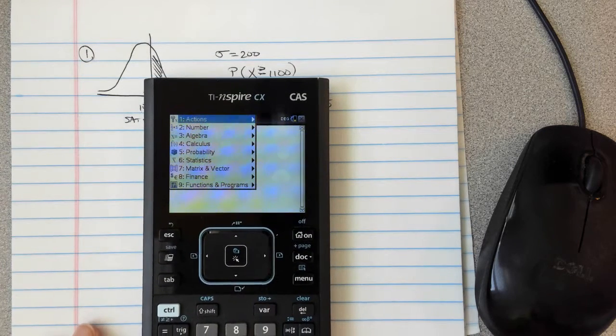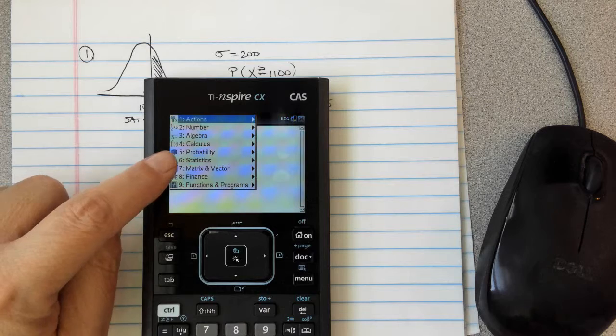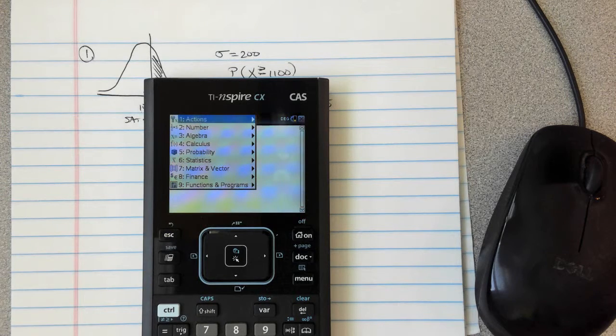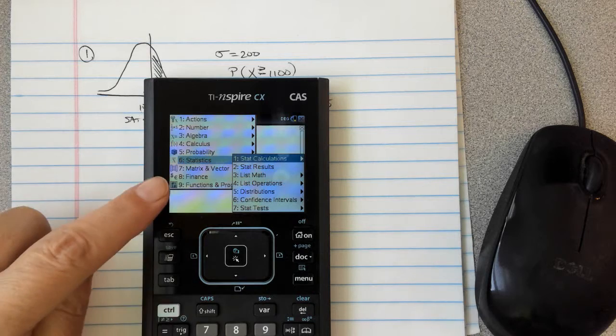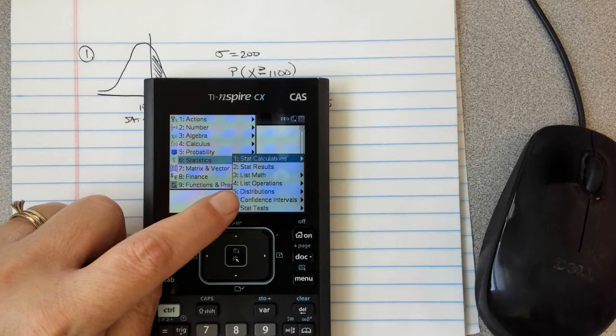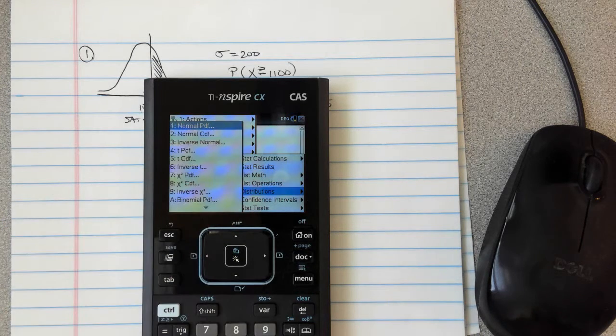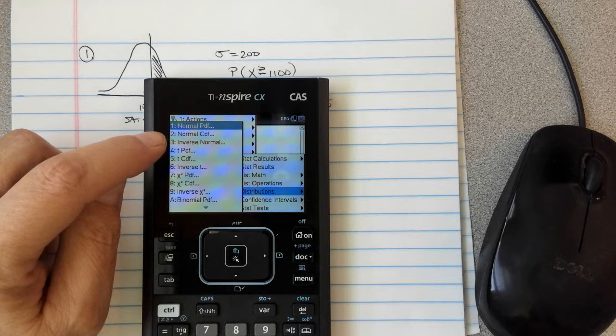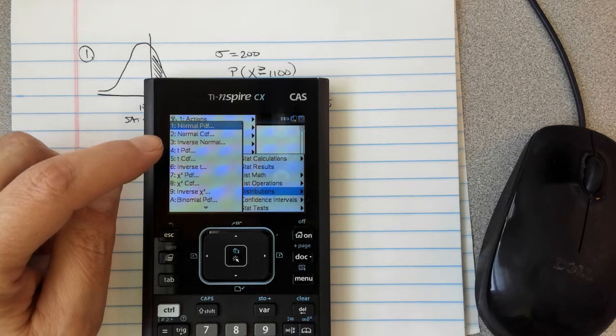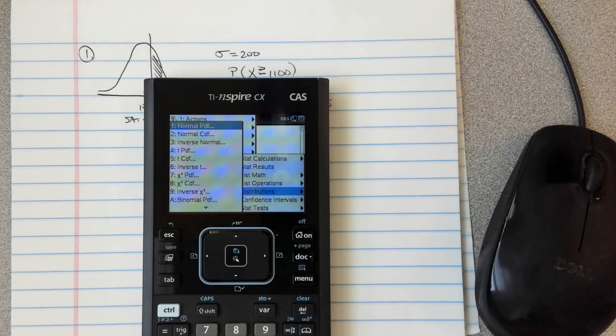Okay, so probability or statistics, 5 or 6, they both have the distribution menu in them. So you can go to either of those. And number 5 on both lists is called distributions. That's where you need to go. And you have normal PDF, which is useless. Don't ever go there. Normal CDF calculates the area under the curve, which is your probability finder. And inverse normal will take a probability and give you the cut score back.